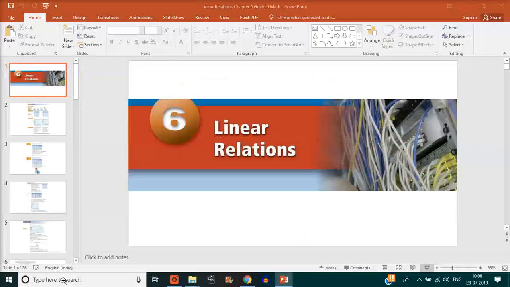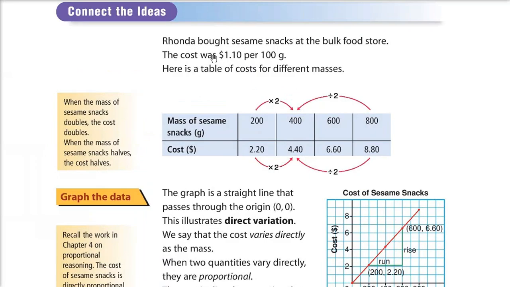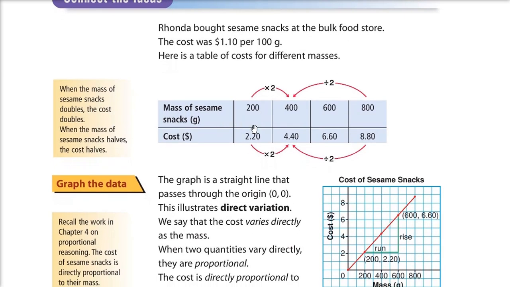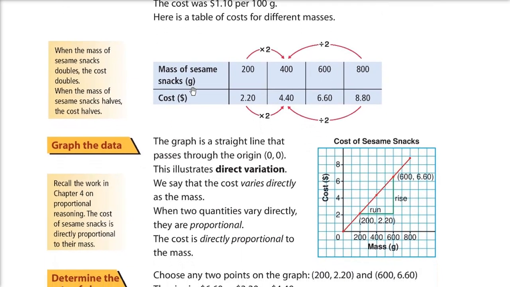Okay, let us see about Rhonda. Rhonda bought sesame snacks at the bulk food store. The cost was $1.10 per 100 grams. This is a table showing this. This is the mass of sesame snack and this is the cost. For 200 it is 2.20. For 400 it is 4.40. For 600 it is 6.60.